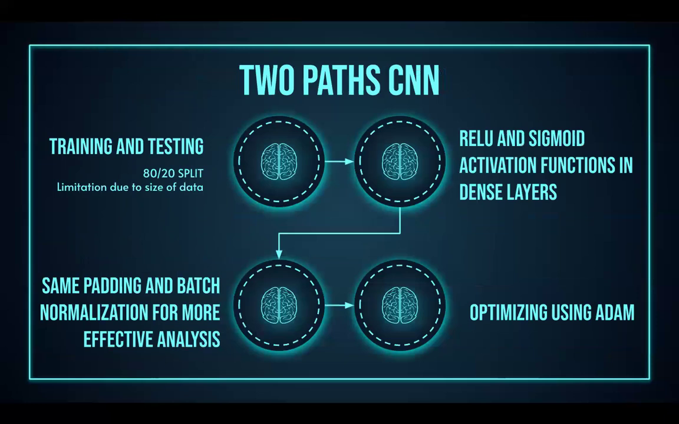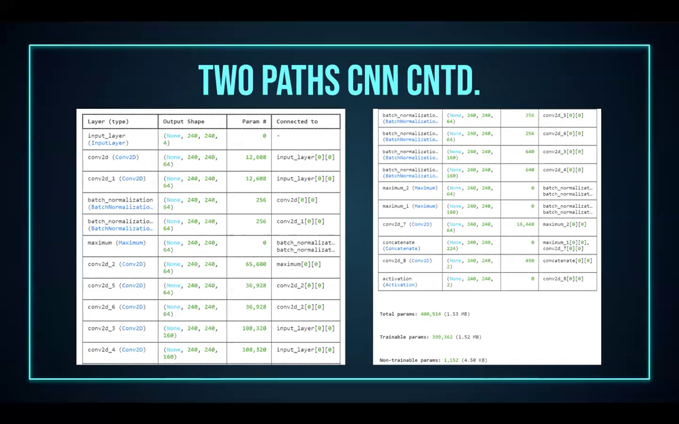After that, for our baseline model, we did the classic 80-20 training testing split, and we used the ReLU and the sigmoid activation functions in our dense layers, and we included same padding and batch normalization for a more effective analysis, and lastly, we optimized using Adam. This is the model summary, and as you can see, most of our parameters are trainable, so the model is more customized to our data.